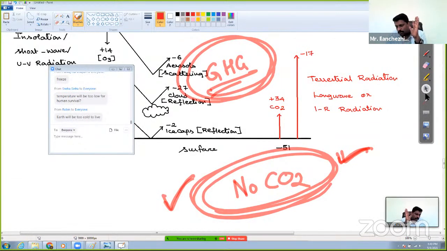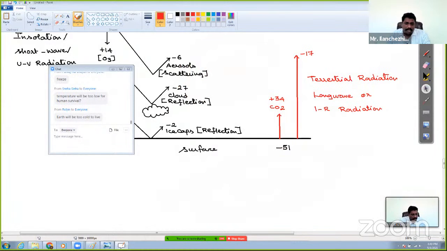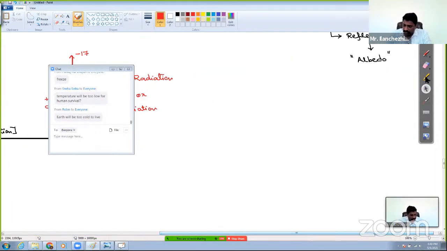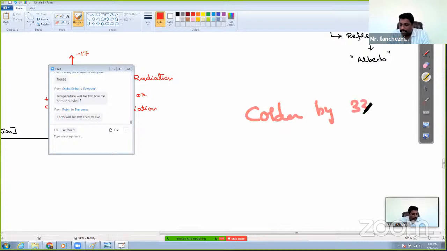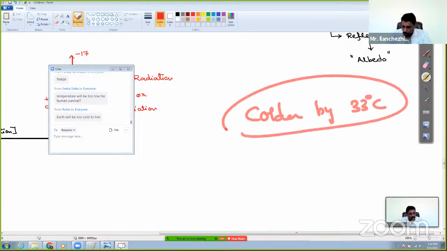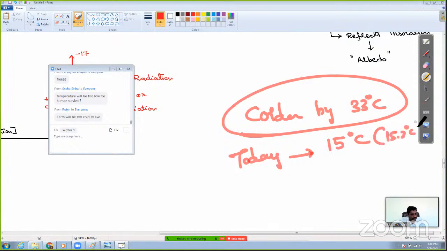Now, going by facts, not by assumptions, if carbon dioxide would not have been there, one statistic says that the same Earth, my friend, would have been colder by 33 degrees centigrade. Today, the average temperature of Earth is approximately 15 degrees centigrade. To be very precise, 15.2 degrees centigrade, my friend.